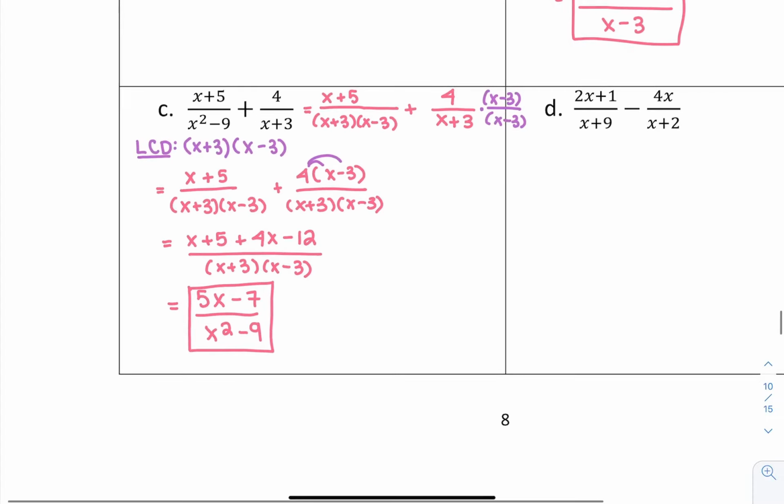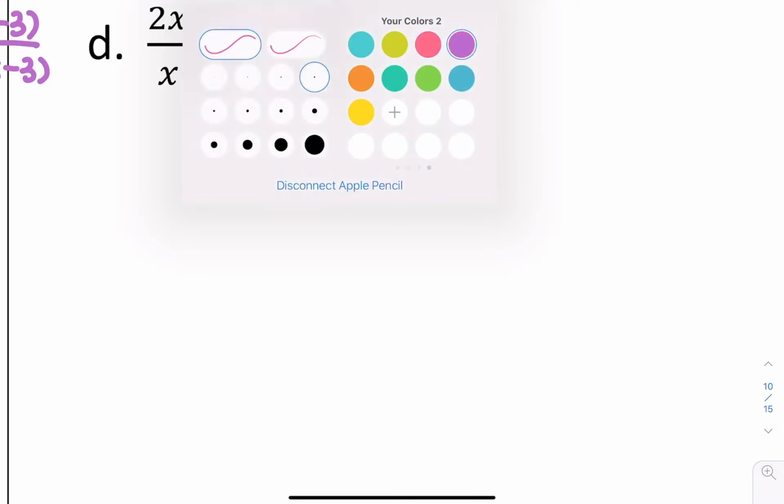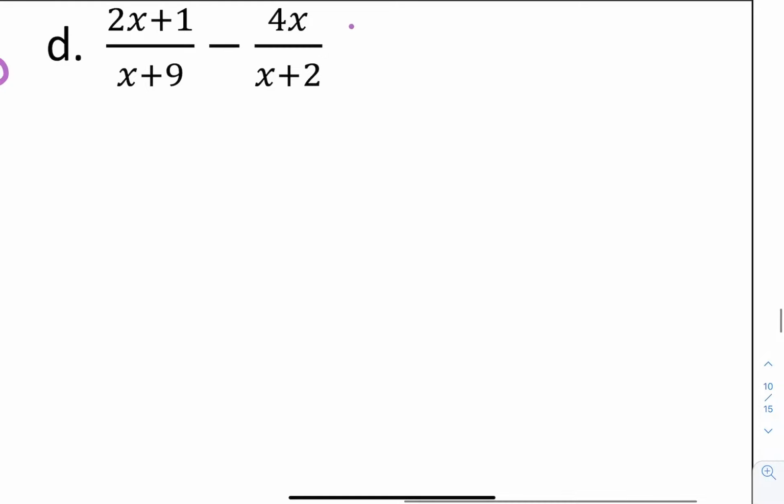Let's try one more example. Again, we don't have a common denominator, so we have to find one. In this case, my least common denominator, if I have x plus 9 and x plus 2, is just going to be x plus 9 times x plus 2.